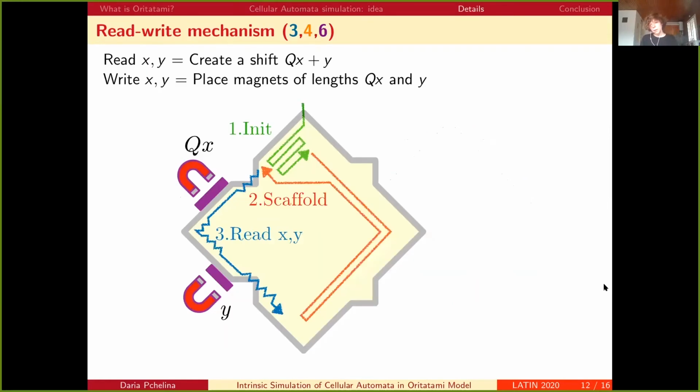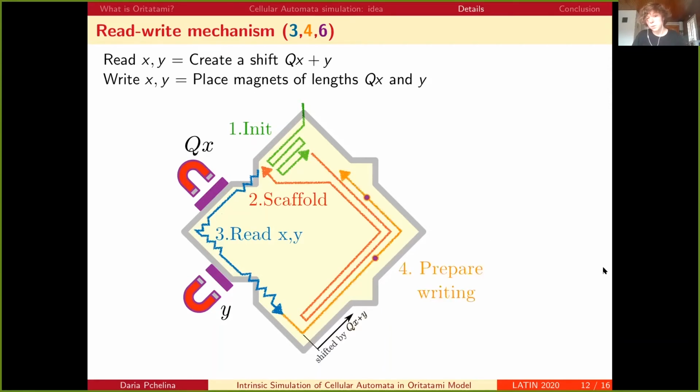First of all, after the scaffold is created, we start reading. The reading module is folding into zigzag normally, but the neighbors of the cell put two magnets on the side of the cell corresponding to the input of the cell. The input is X and Y. And so in front of the magnets, the reading module flattens and goes straight, pushing the molecule forward and creating a shift of Qx plus Y.